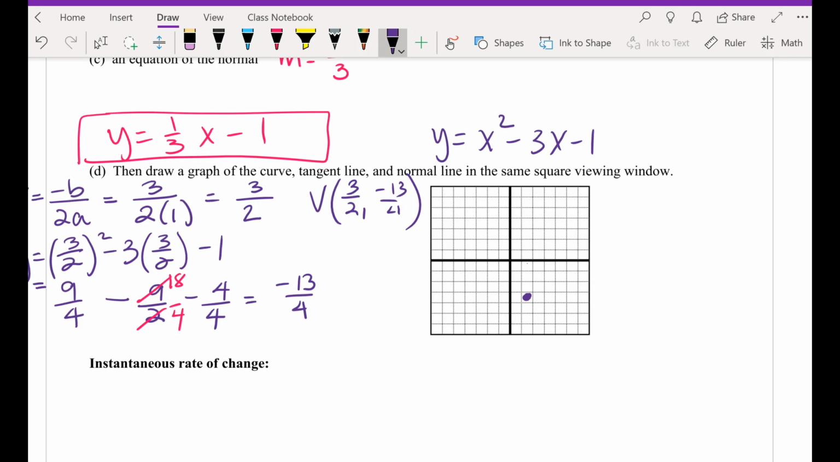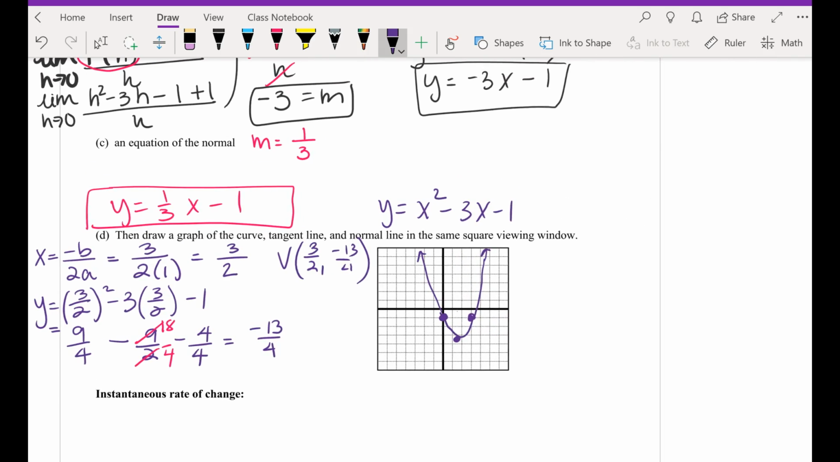Then next, I'm going to pick 0 for the next point. When x is 0, what's y? Then I'm just going to reflect it. So also over here, it's the same y. True or false? All right, let's graph that out. So that's your curve.